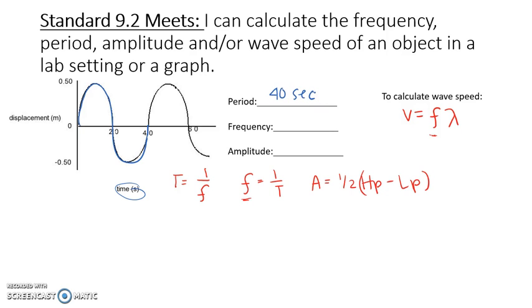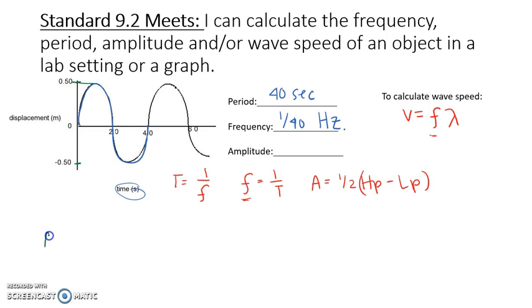Our frequency equation is 1 over T, so 1 over 40, and our unit here is hertz, abbreviated Hz. Last but not least, we have our amplitude. We see that we're reaching a height of 0.5 meters, and we're seeing that the bottom part, our trough there, is reaching 0.5 meters as well.